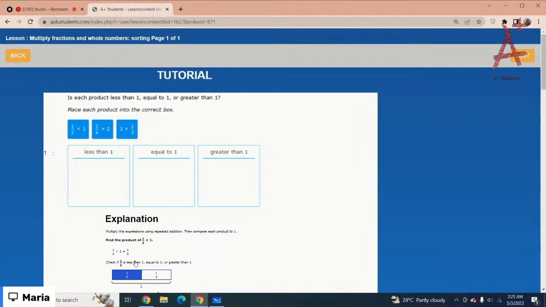Okay, so let's just start. Multiply the first fraction. 1 times 1 is 1, so it would be 1 over 2. 1 over 2 is 0.5. It would be less than 1. The first one is less than 1.